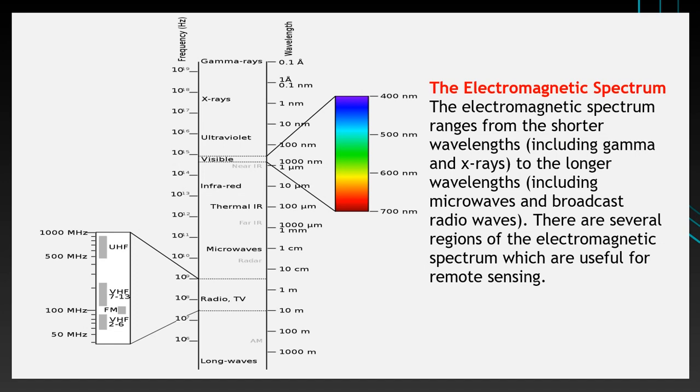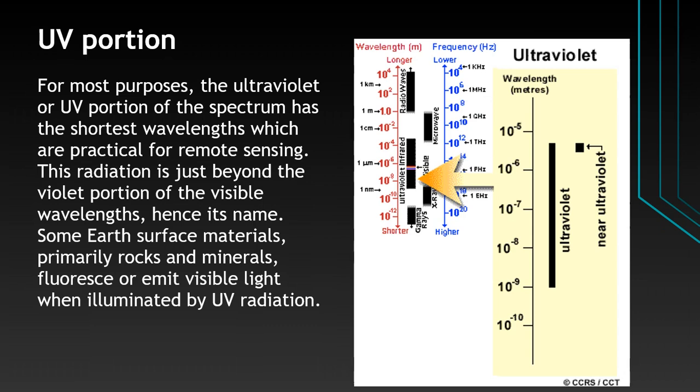The electromagnetic spectrum. The electromagnetic spectrum ranges from the shorter wavelengths, including gamma and X-rays, to the longer wavelengths, including microwaves and broadcast radio waves. There are several regions of the electromagnetic spectrum which are useful for remote sensing. For most purposes, the ultraviolet or UV portion of the spectrum has the shortest wavelengths which are practical for remote sensing. This radiation is just beyond the violet portion of the visible wavelengths, hence its name.